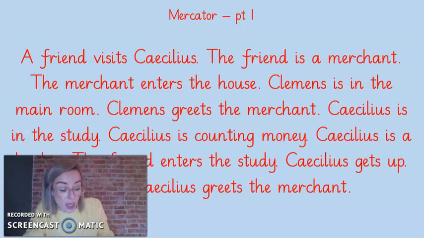Amicus est mercator, the friend is a merchant. Mercator villam intrat, the merchant enters the house. Clemens est in atrio, Clemens is in the atrium or the main room. Clemens mercatorem salutat, Clemens greets the merchant. Caecilius est in tablino, Caecilius is in the study. Caecilius pecuniam numerat, Caecilius is counting money. Caecilius est argentarius, Caecilius is a banker.